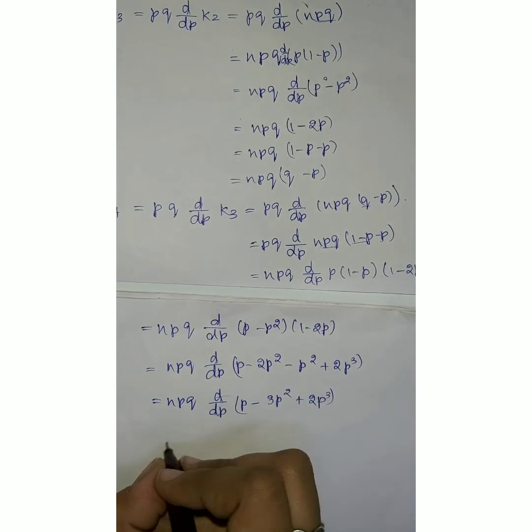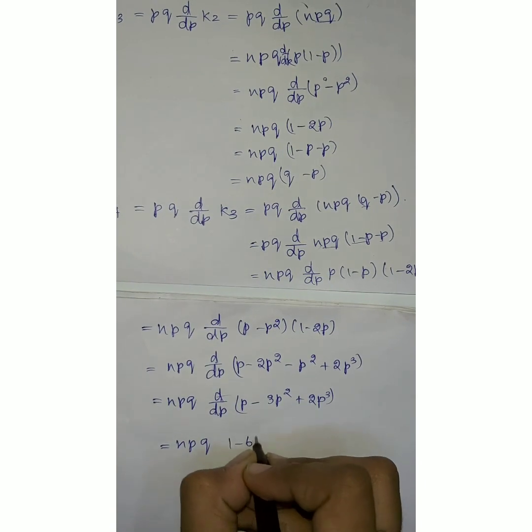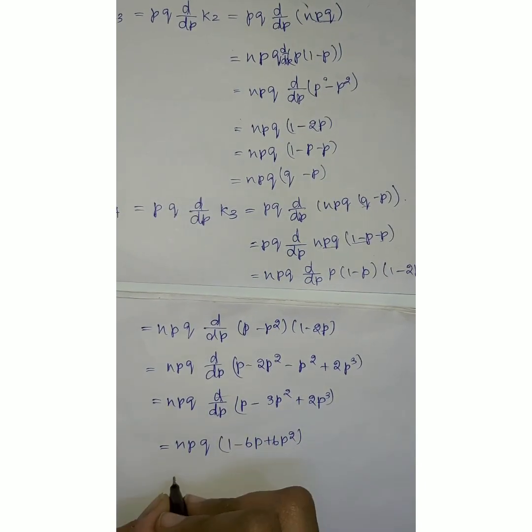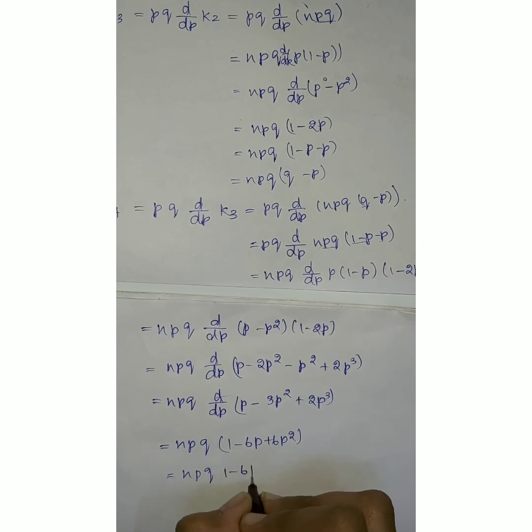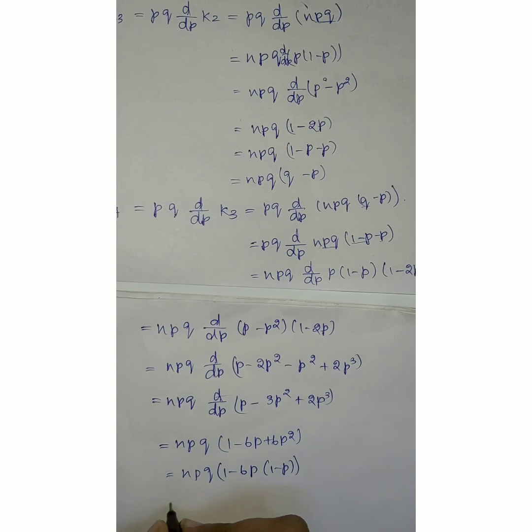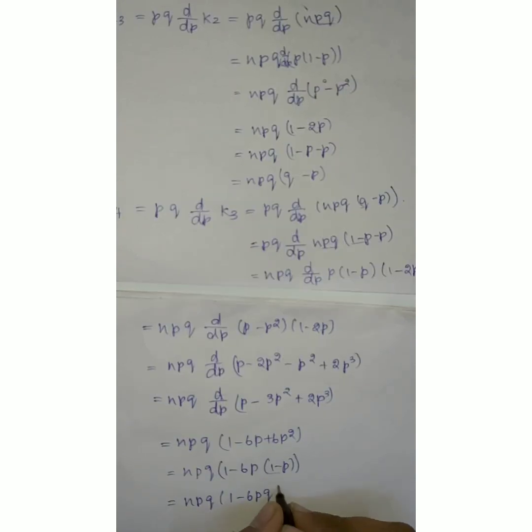Now differentiating, this becomes 1 minus 6p plus 6p square. Taking minus 6p common gives you npq into 1 minus 6p into 1 minus p, nothing but q. Therefore, this is equal to npq into 1 minus 6pq. Hence proved. Thank you.